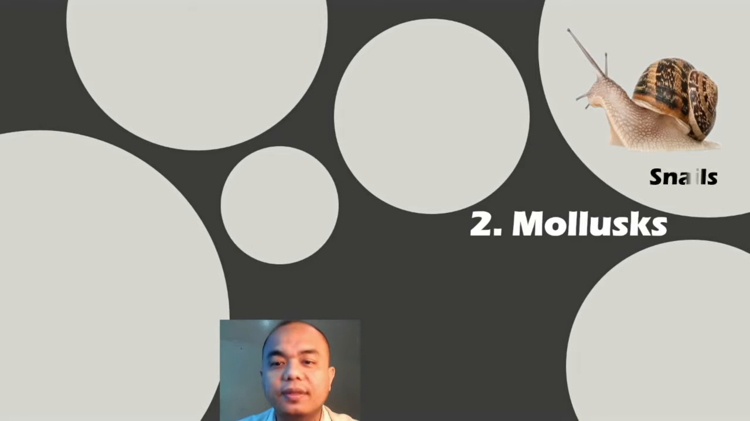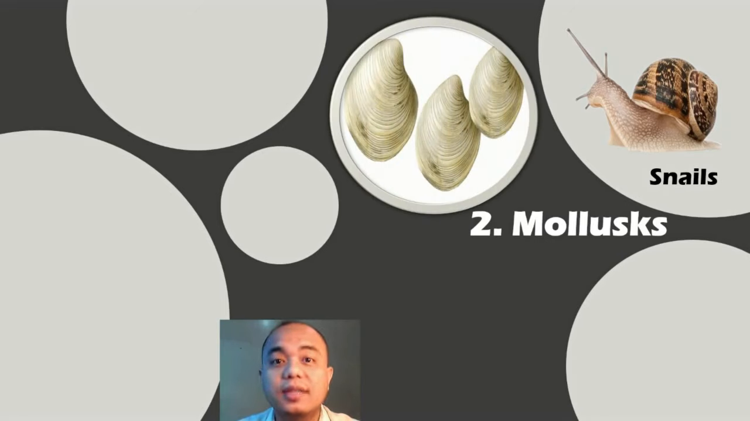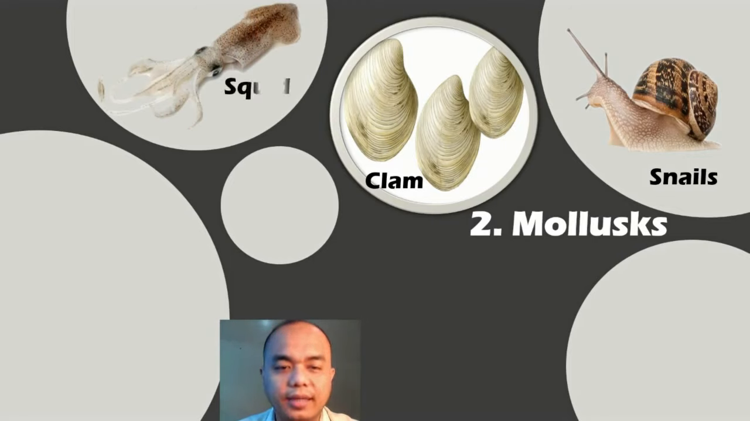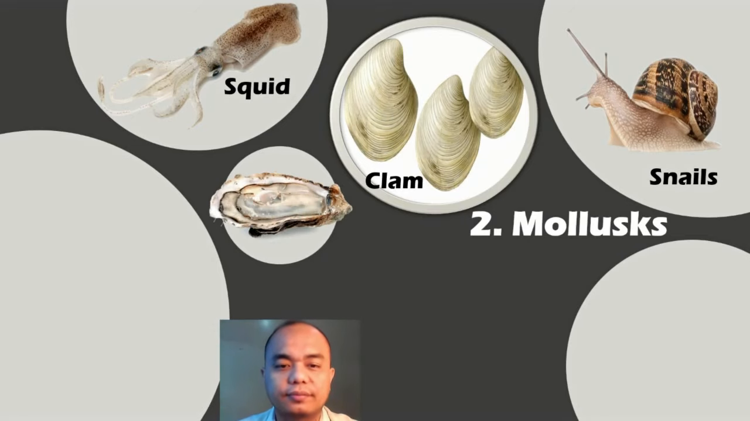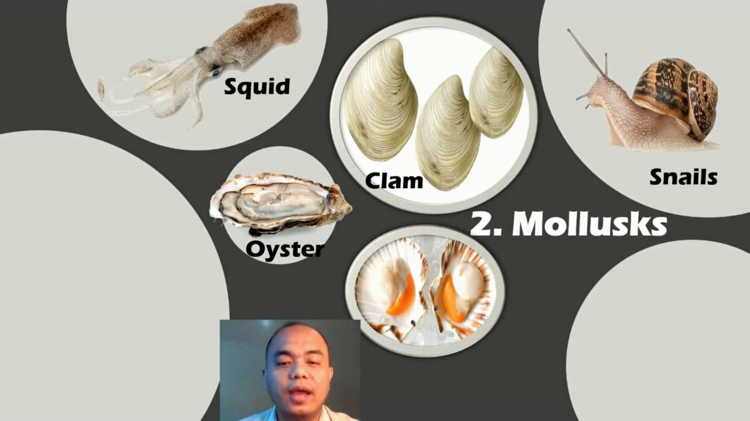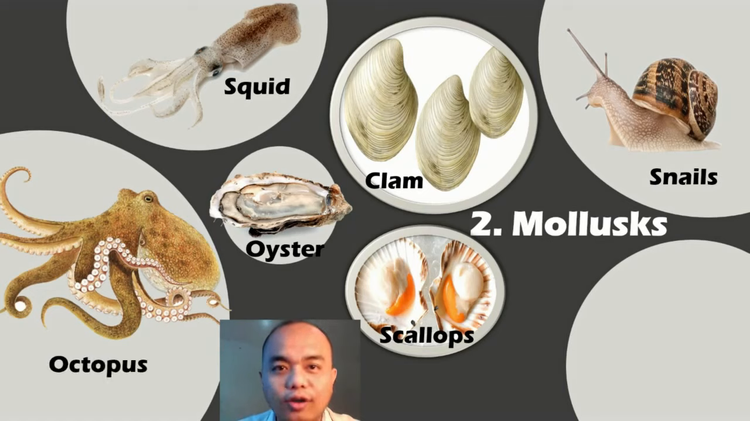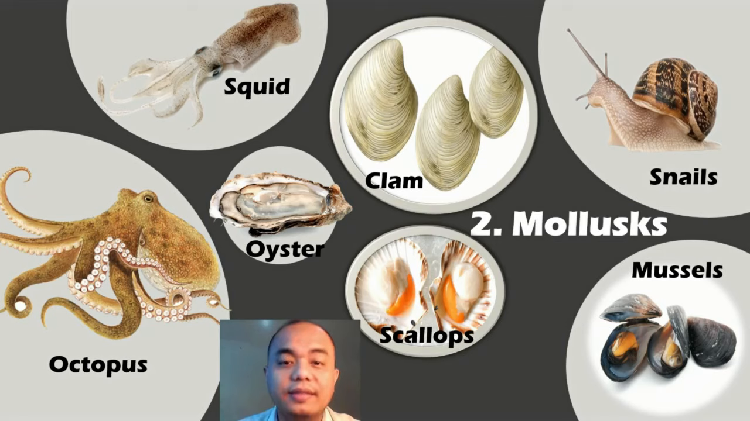Again, that's snail. Next, we have this one. Yes, that's also an invertebrate animal, and they are classified as mollusks. They are clam. Next is that's squid or nucos. This one, talaba. That's oyster. And we have this one, scallops. And we have octopus. And we have also the mussels. So again, the mussels, the snails, the scallops, the clam, the oyster, squid, and octopus are all examples of mollusks.